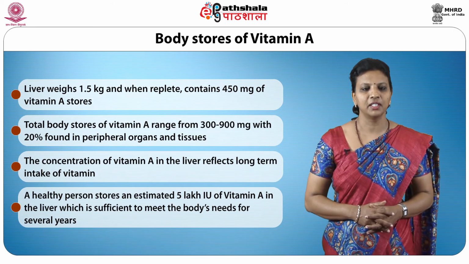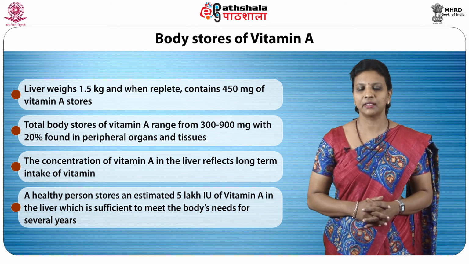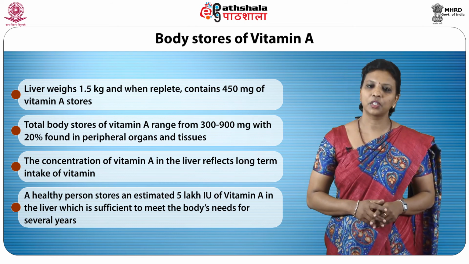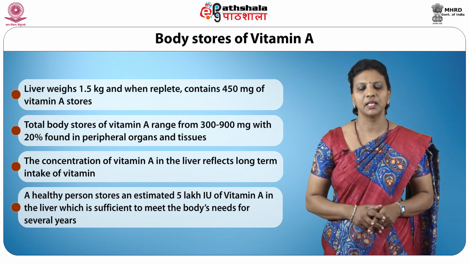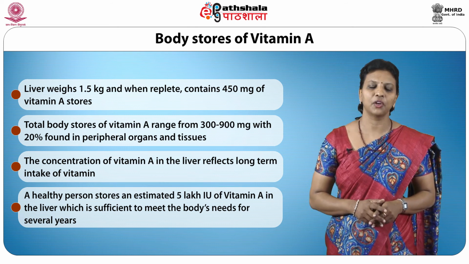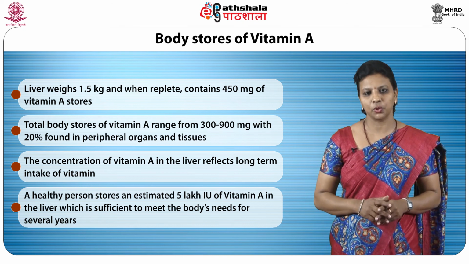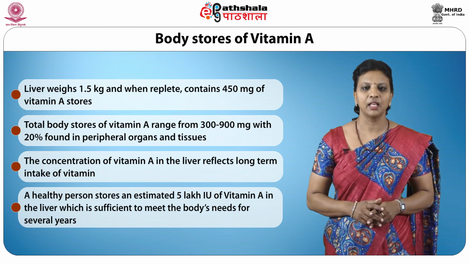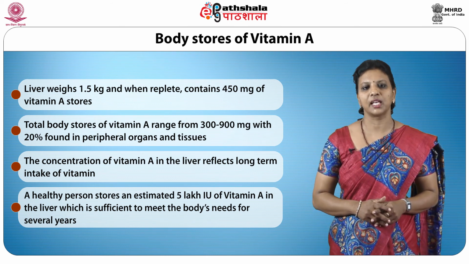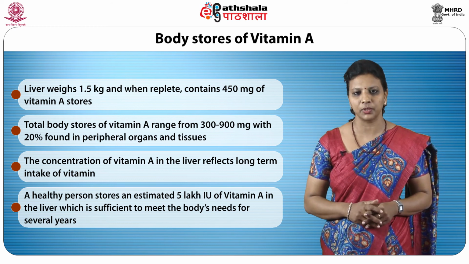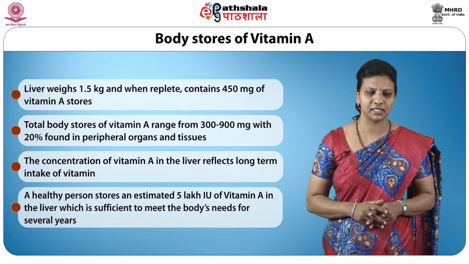The average liver weighs 1.5 kg and when replete contains 450 milligrams of vitamin A stores. Total body stores of vitamin A range from 300 to 900 milligrams, with 20% found in peripheral organs and tissues. The concentration of vitamin A in the liver, which holds nearly 90% of body stores, reflects long-term intake of vitamin A. A healthy person stores an estimated 5 lakh international units of vitamin A in the liver, which is sufficient to meet the body's need for several years.